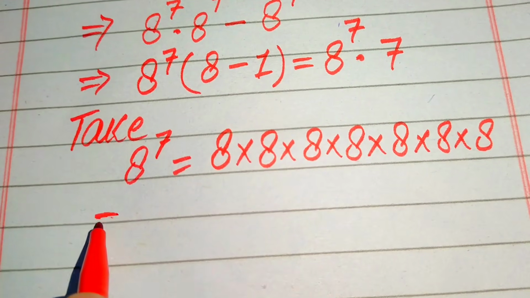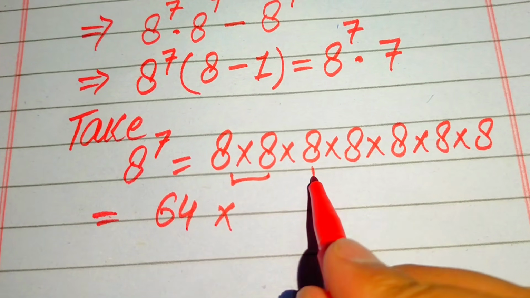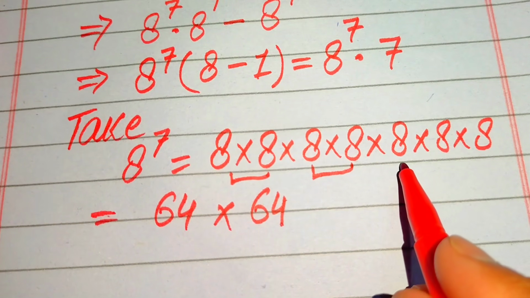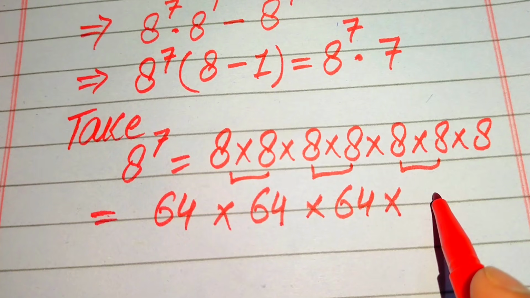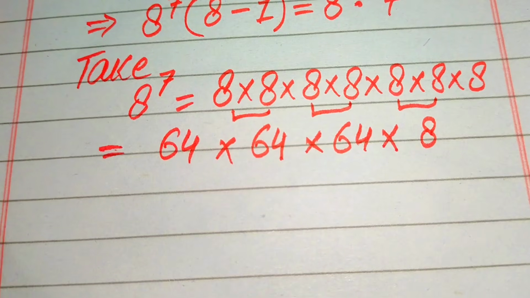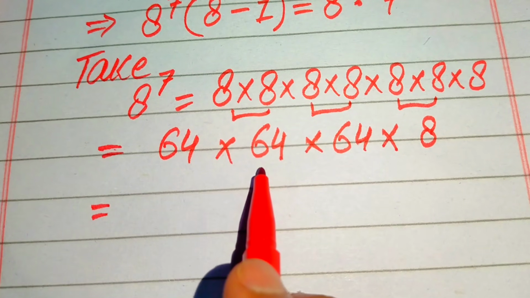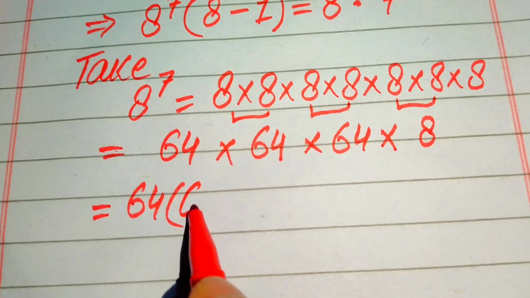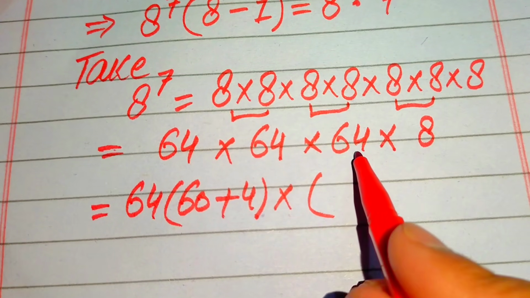So here you see that 8 times 8 becomes 64, multiplied by this 8 times 8, which is also 64, and here we have 8 times 8 again, which becomes 64, and at the last we get 8 only. Further, in the next step, first we multiply these two terms. Now first we break this 64 as 60 plus 4 and multiply by 8, so 64 times 8.